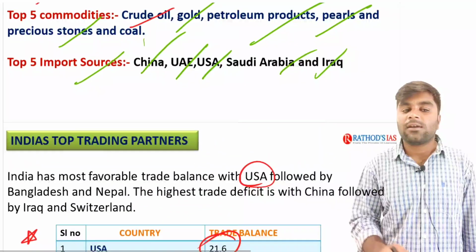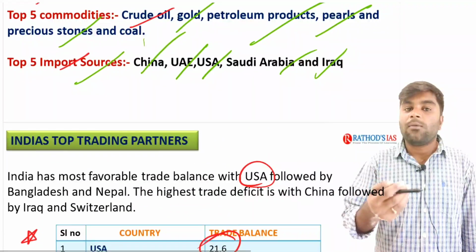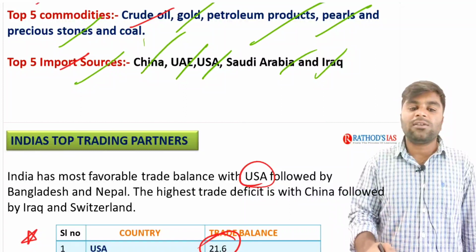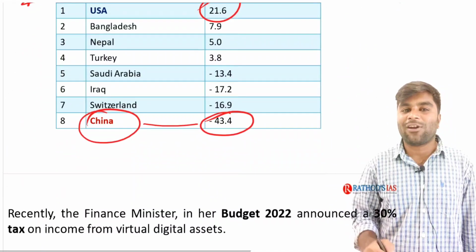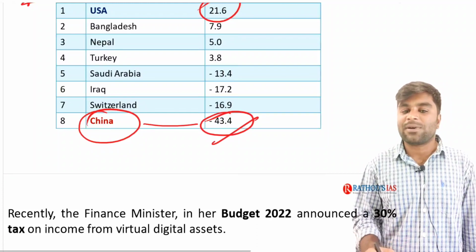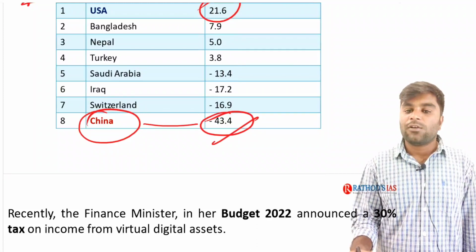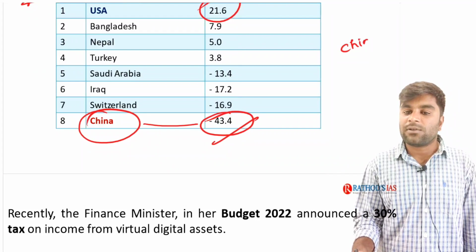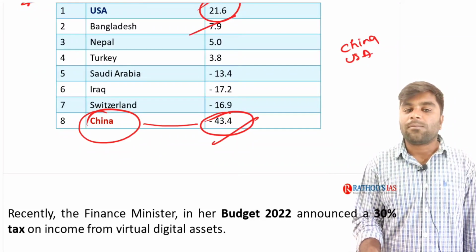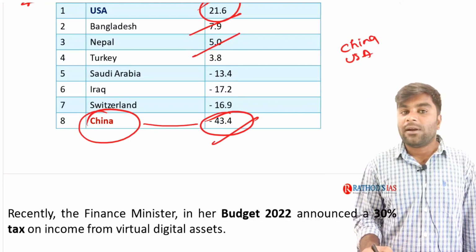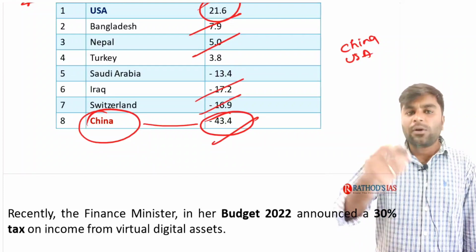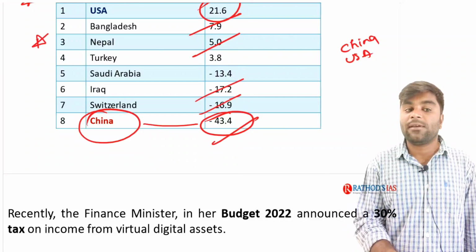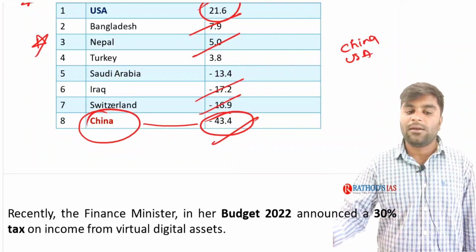Now you see here the top 5 sources from which we import, the first country is China. So as a result of it, definitely we are going to have a lot of trade deficit with China, which is minus 43.4%. So we have the highest trade deficit with China, we have a trade surplus with the USA. Next we have Bangladesh and Nepal, and the next trade deficit is with Iraq, and next we have Switzerland, in such a way. Try to remember these facts, very much important. UPSC has asked such kind of questions, right? Next.